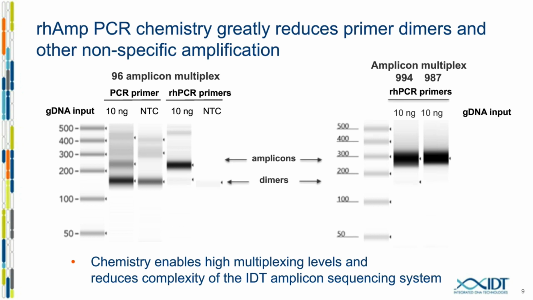The gel image on the right-hand side shows 2 larger panels run just as rhAmpPCR panels, and these are both close to 1,000 targets. It's a similar story here. We can see that there are very little primer dimers, and we're generating most of our desired product. So this chemistry enables very high levels of multiplexing, and this reduces the complexity of our amplicon sequencing system. It means we have fewer steps in our protocol.